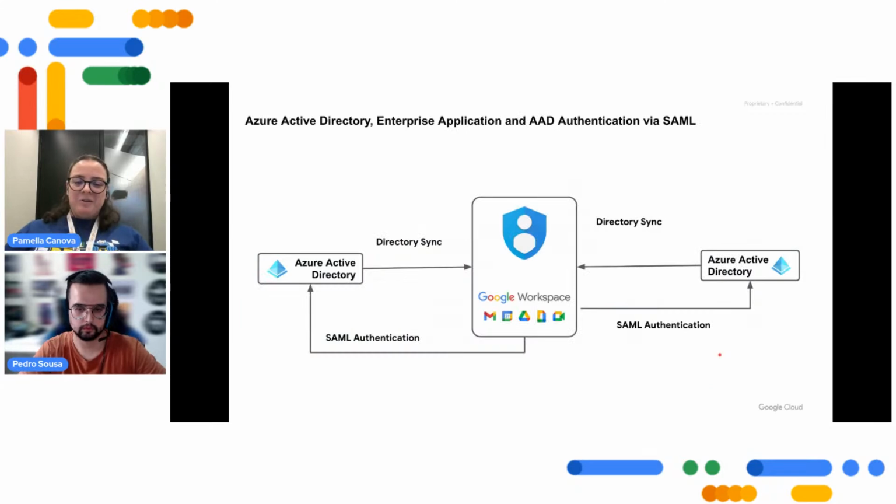So this is how it works when we have the Active Directory with Workspace, with two Active Directories. You have both of them with the directory sync directly into Workspace, and SAML authentication for both with one identity, like one organization, in Google Workspace called Cloud Identity.